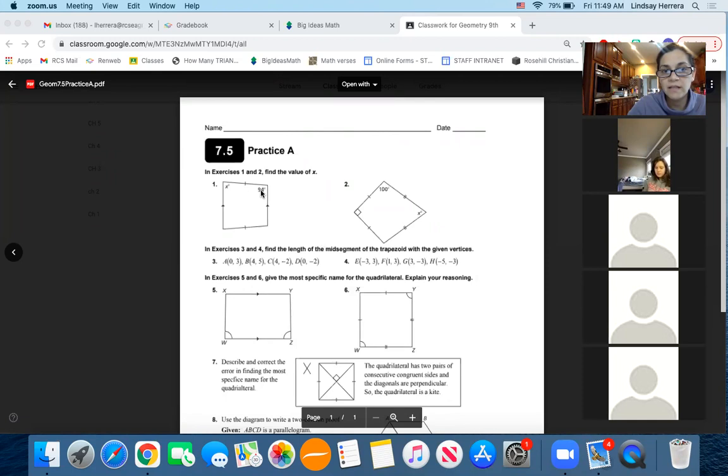So this is 94, which means this is also 94. And these two are going to be congruent. So you can add up 94 and 94, subtract them from 360, and divide that number by 2 to get your angle measure, or you can say 94 and x are supplementary. So you can take 180, subtract 94 from it, and get x.